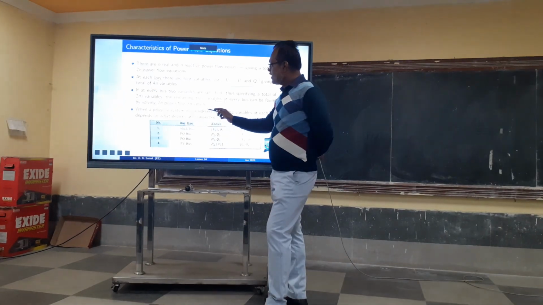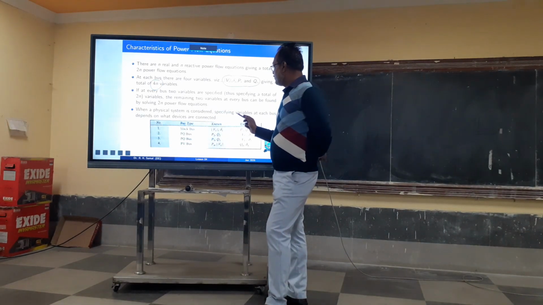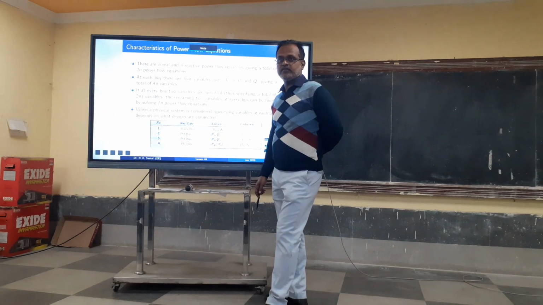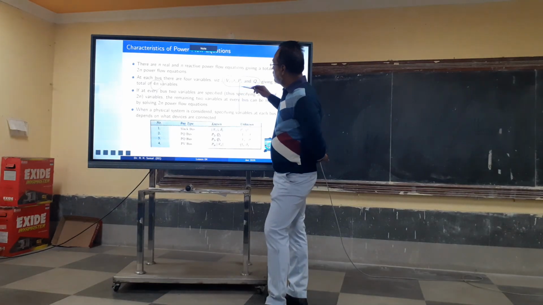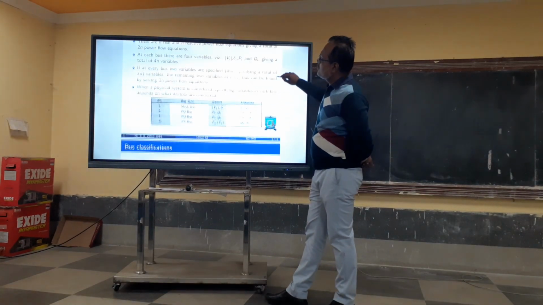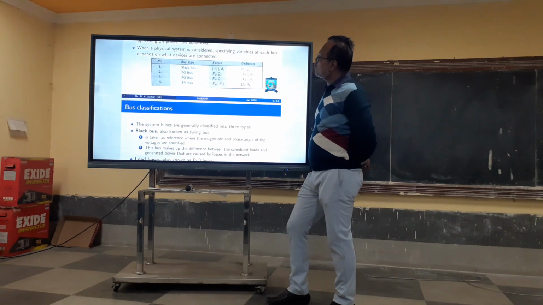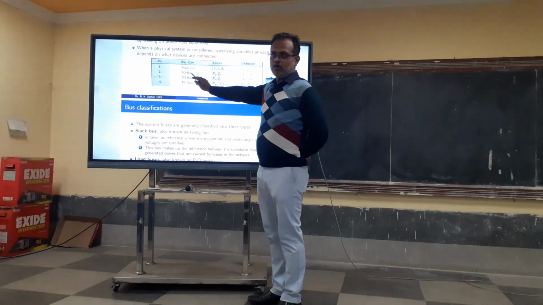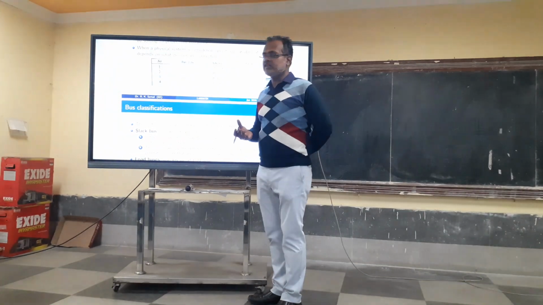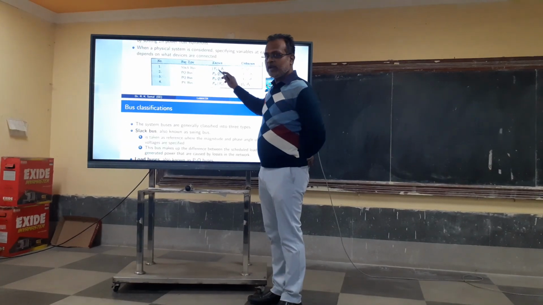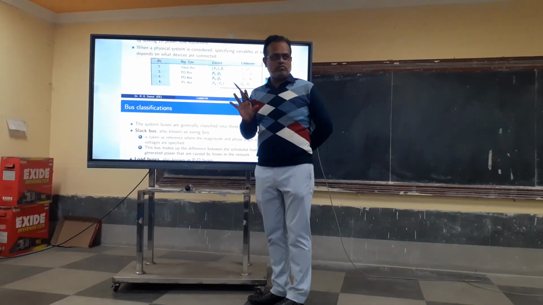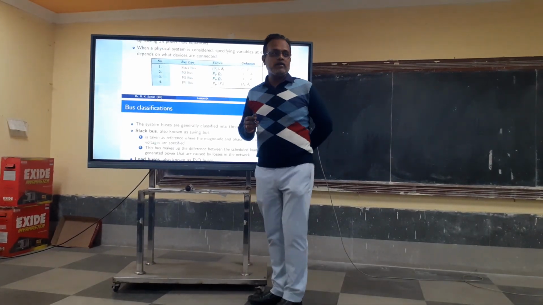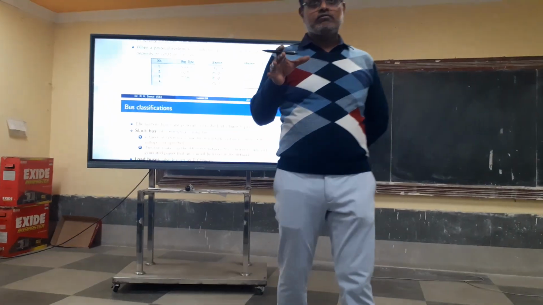Next, when a physical system is considered, specifying variables of each bus depends on what devices are connected. Is it a generator bus? Is it a load bus? So we have four kinds of buses depending on which variables we specify. One is the slack bus, generally the largest generator, where both the voltage magnitude and angle are specified, generally 1 per unit, 0 angle. Unknown are P1 and Q1, which is mostly the losses in the system.